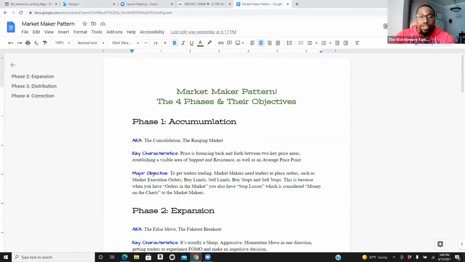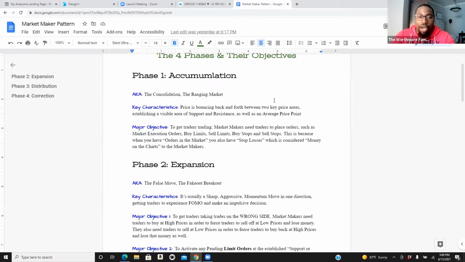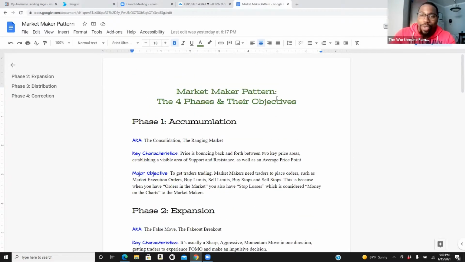Okay, so first things first, I actually wrote this out for you, right? I want you to be able to get this information at a high level. So check this out. We want to talk about the market maker pattern. And there are 4 phases of this pattern. And I also want you to see their objectives. Okay, so let's start with the very beginning. The first phase, phase 1, is the accumulation phase, right? It's also known as the consolidation or the ranging market.